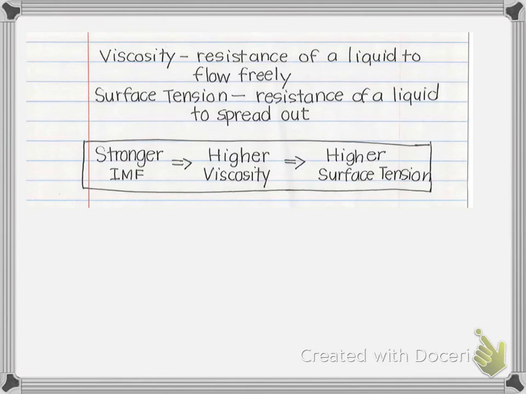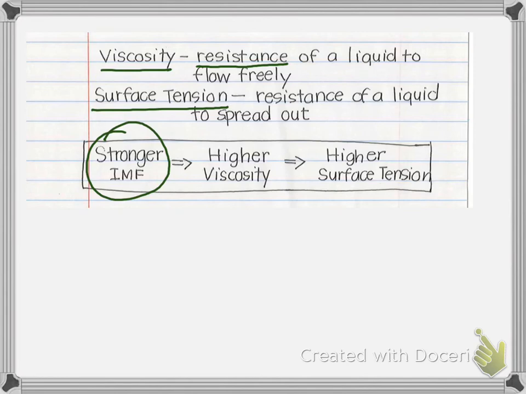Two other, and for us less common, properties of a liquid that we can relate to intermolecular forces are viscosity and surface tension. Viscosity is the resistance to flow. Things that have a high viscosity move very slowly, like molasses. Surface tension is the resistance of a liquid to spread out. Things that form little bubbles or little droplets very easily would have a high surface tension. And again, the strength of intermolecular forces is related to that.